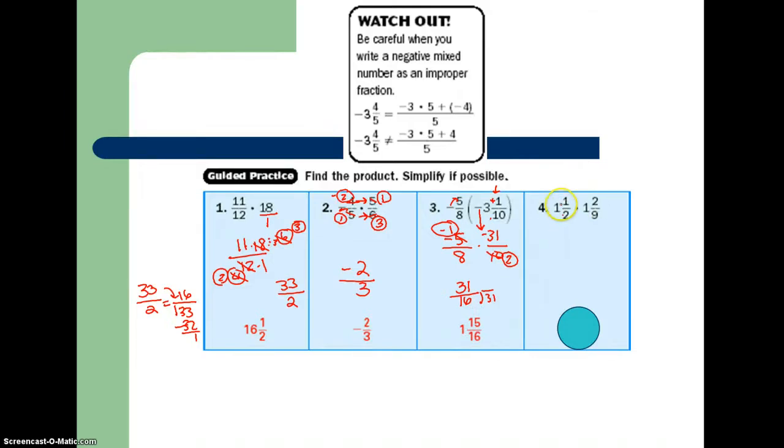Number 4, improper fraction. 2 plus 1 is 3 over 2. Times 9 times 1 plus 2, 11 over 9. Divide out common factors. Both divide by 3. You have 11 over 6. Make it into a mixed number. Goes in ones. You have 1 and 5 sixths as your answer.